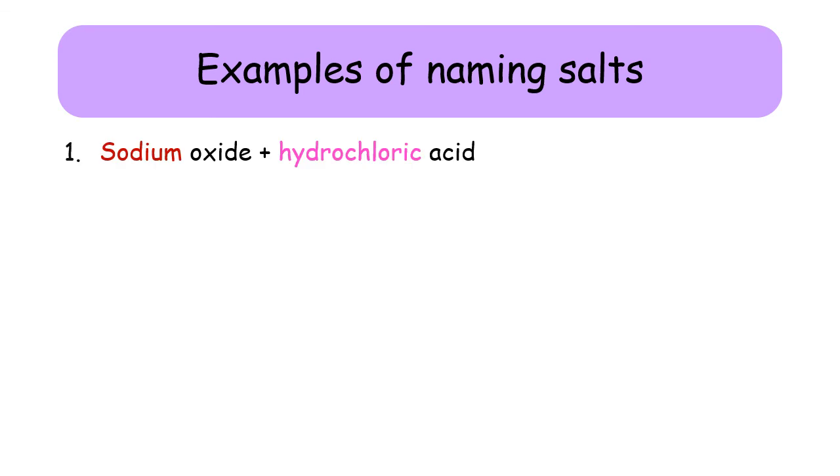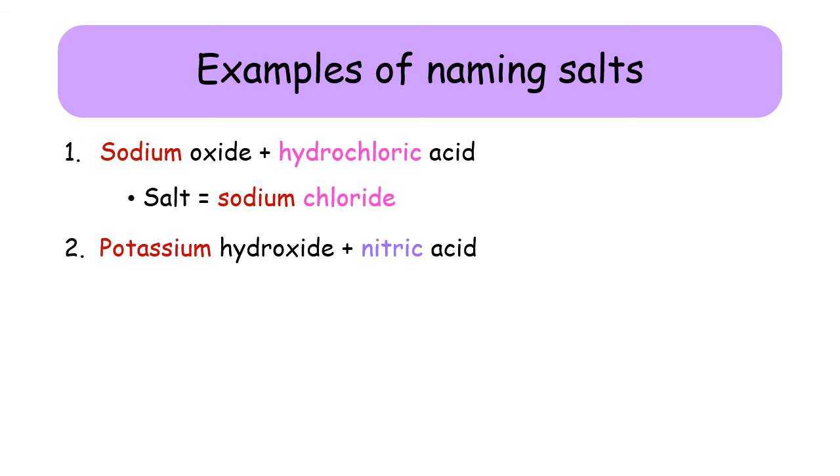So first one, sodium oxide and hydrochloric acid. Well, from the base part, we've got the metal sodium. So that's going to be the start part of our salt. It's hydrochloric acid. So that's going to form a chloride salt. Put it together, sodium chloride.